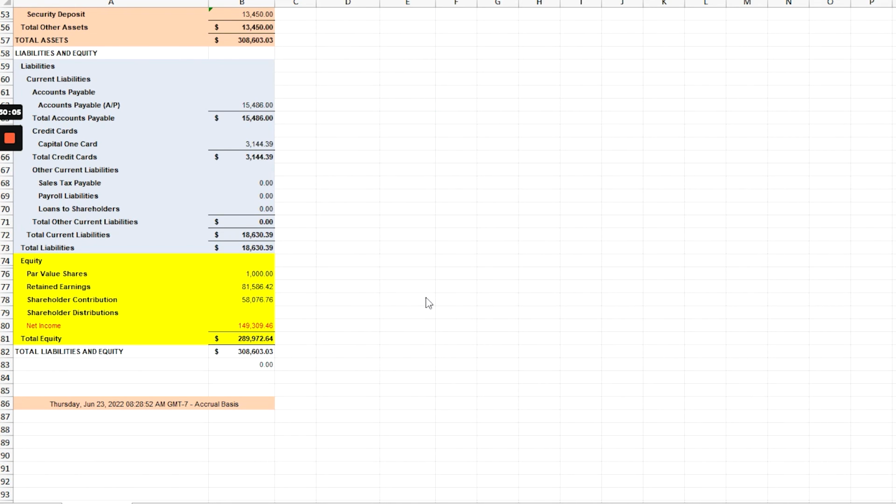Now, equity is the other section. It's like your net worth. You put in $1,000 towards your stock purchase. You have your retained earnings. You have what the shareholder contributed or what the shareholder distributed. And every year we plop in new income. This new income will eventually move from here into your retained earnings.